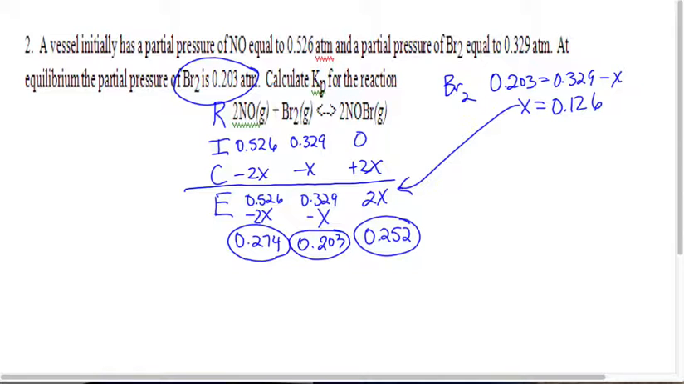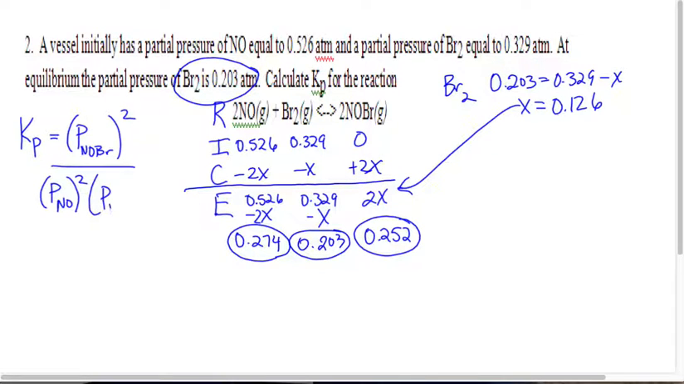What I want to do in this problem is make sure we understand how to write a pressure expression, an equilibrium, a Kp expression. So Kp then is equal to, we do not use brackets on pressure. We use parentheses with P's. So we're going to do parentheses, partial pressure NOBr, kind of like a subscript, squared. Got it? Divided by the partial pressure of NO squared times the partial pressure of Br2 to the first. I would hate for you to lose a point for crazy things like forgetting the P and only using brackets.